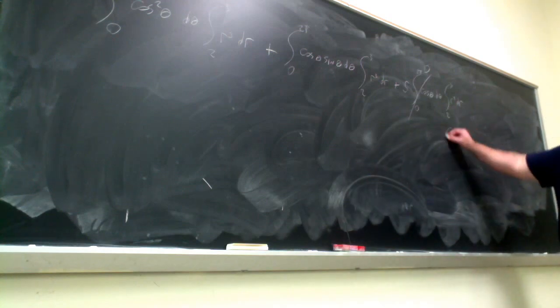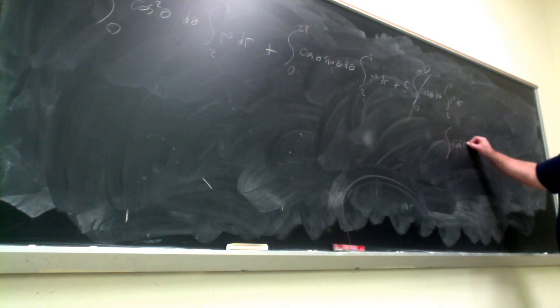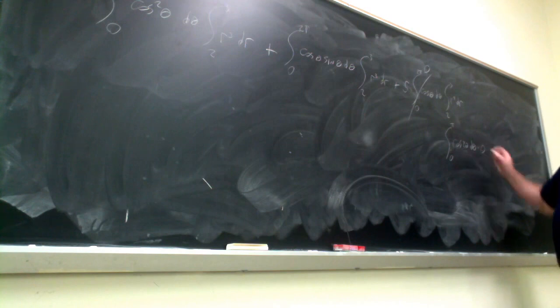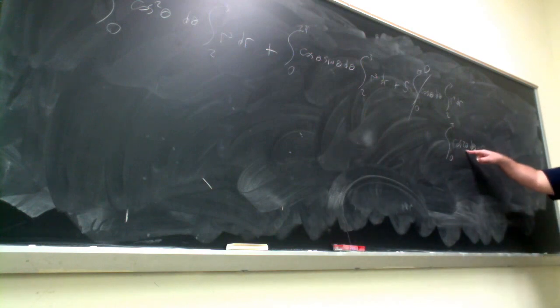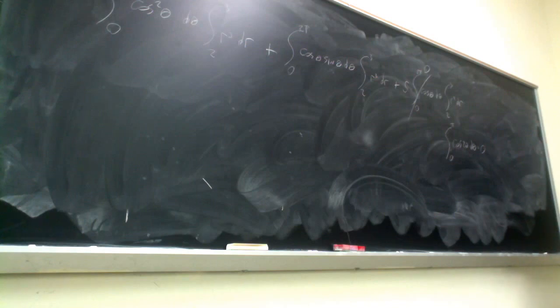So for instance, cosine 2 theta from 0 to pi is also 0 because the factor of 2 cuts the period in half. The period's now pi. Okay, I see.